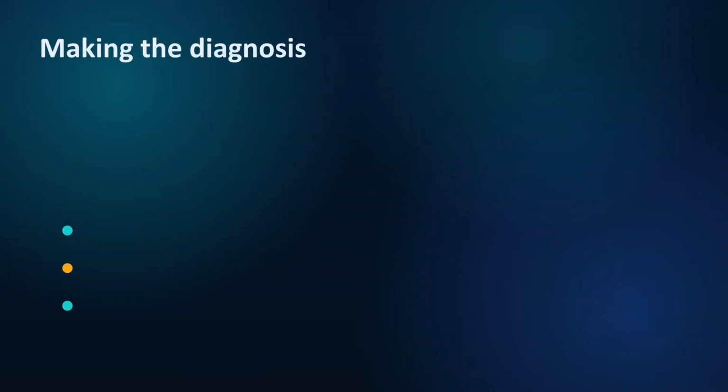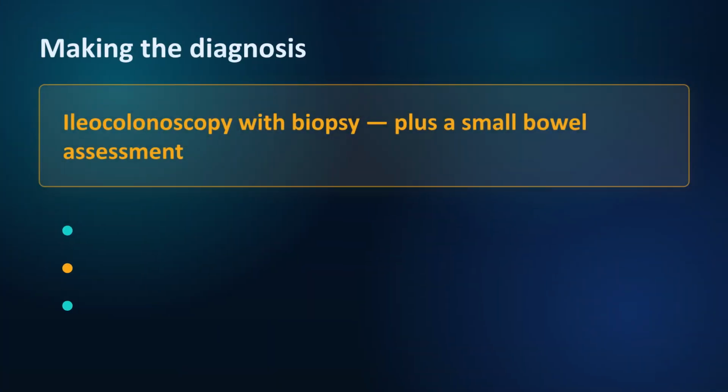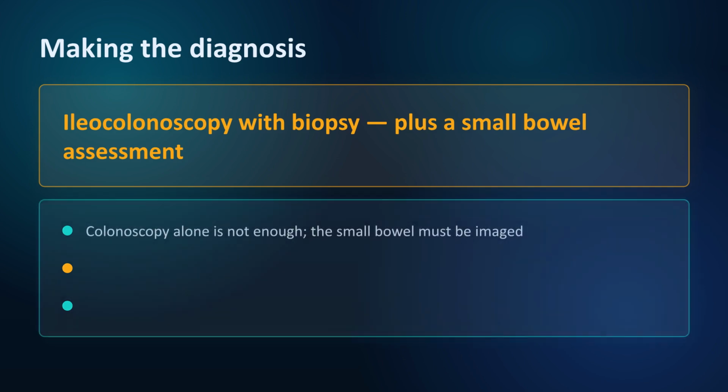How do we make the diagnosis? Ileocolonoscopy with biopsy, along with a small bowel assessment. Read that carefully. Colonoscopy alone is not sufficient in Crohn disease, because a quarter of patients have disease confined to the small bowel where a colonoscope cannot reach. So you need cross-sectional small bowel imaging as well, and magnetic resonance enterography is the usual study.